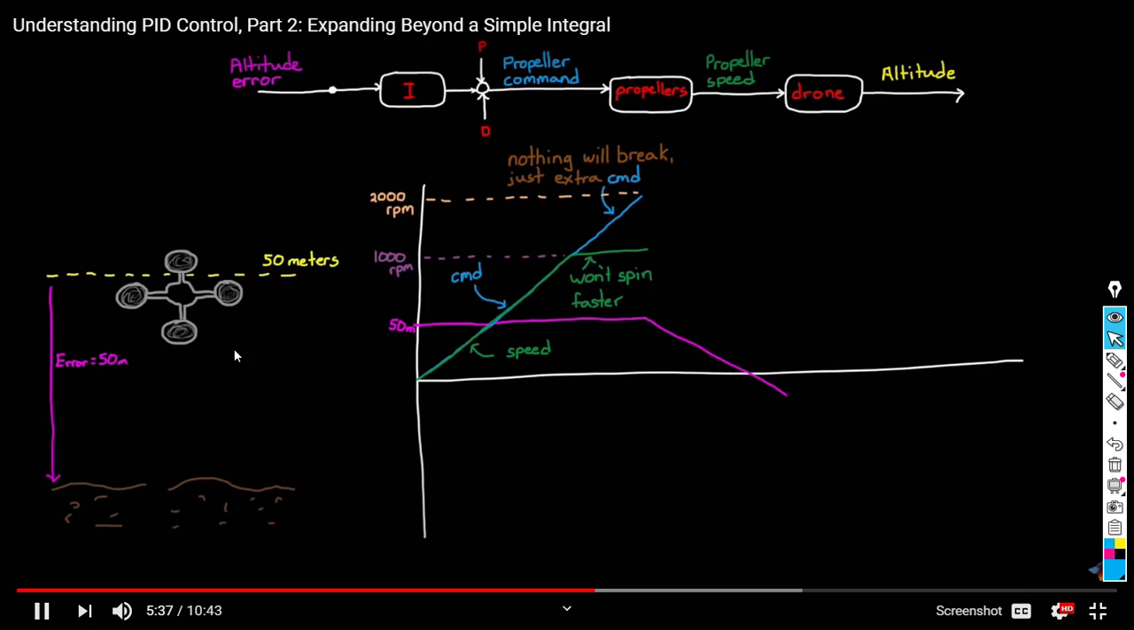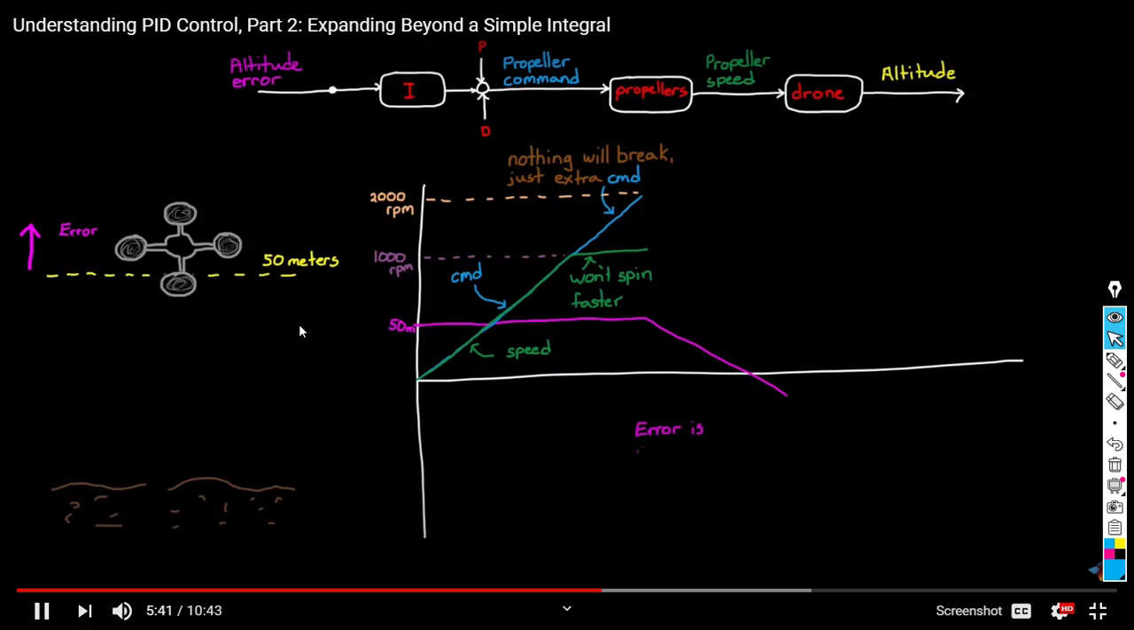And the error begins to decrease. So the error is decreasing, right? Once the drone gets maybe here, you have 0 error because you are at the set point at that time, but here you have negative error. So let's see what happens with the output of the propeller and the speed and the command signal. What happens with the command signal?